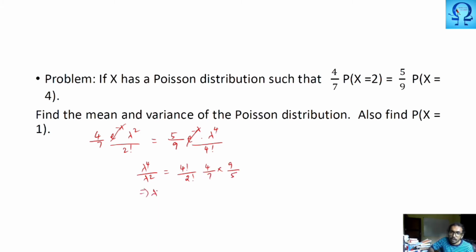Okay, so you get lambda square equals some quantity. If you just simplify it, you will get some value. From this you can reduce the value of lambda. Okay, once you know the lambda value, it is easy to find out p of x equals 1, isn't it? P of x equals 1 is e to the power minus lambda, lambda upon 1 factorial, right? So once you find lambda, things are done.